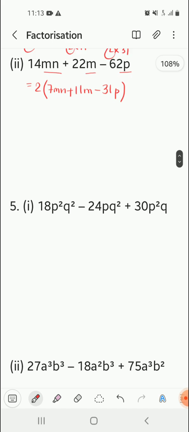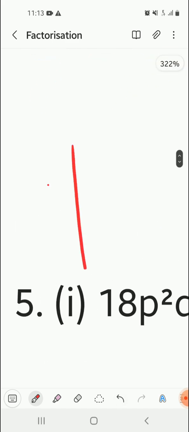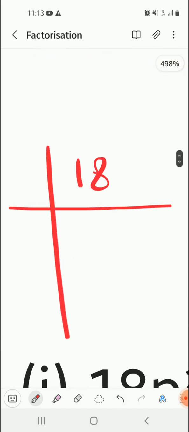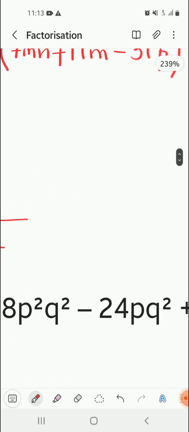Moving on to the next question, that is number 5. We have the numbers 18, 24 and 30, and we are going to find the common factors for all of them. 18 is 18 divided by 2, 9, 3, 3. So all the factors are listed.